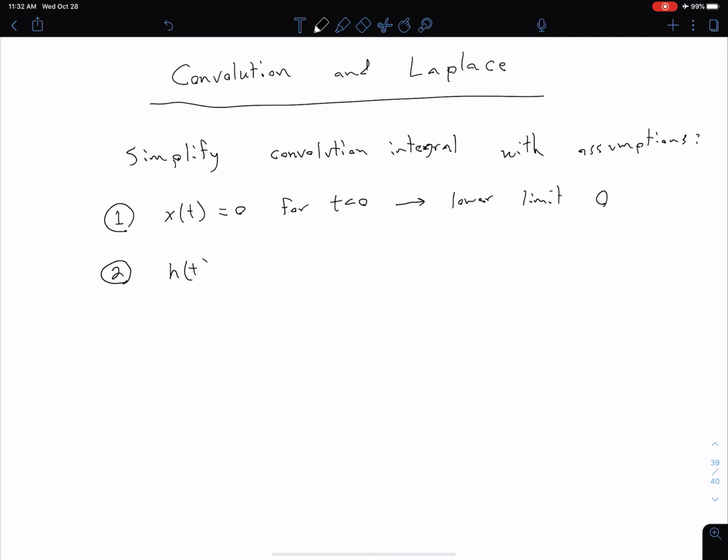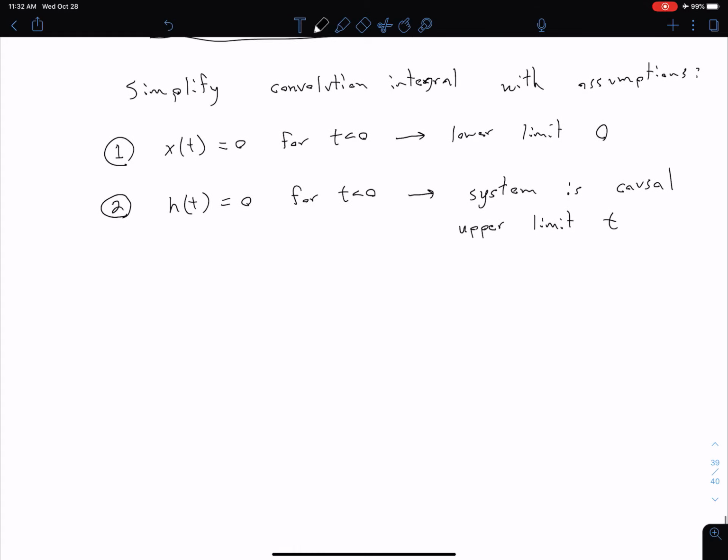Another assumption that we can make is that our impulse response, h of t, is also equal to 0 for t less than 0. This is going to affect our upper limit. Another way to say this, using some jargon from signals and systems, is that our system is causal. And so, as I said, this is going to change our upper limit from infinity to t. So the upper limit on our integral will just be t.